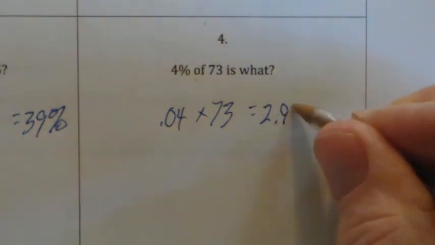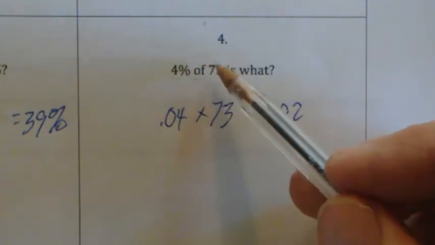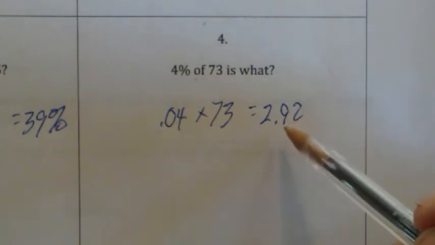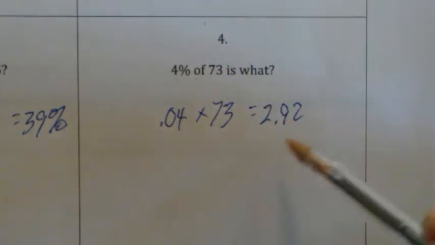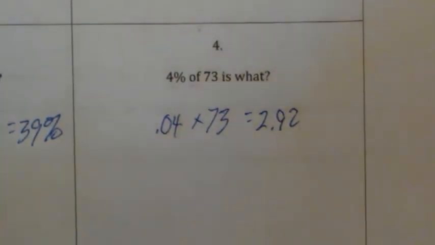Now, does that make sense? Let's see. 4% is about a 25th. So if you divide that by 25, goes in there about 2 times, almost 3. Yep, that sounds like it's very close to what would be the right answer, 2.92. Okay, so we're going to move on here from our math windows.